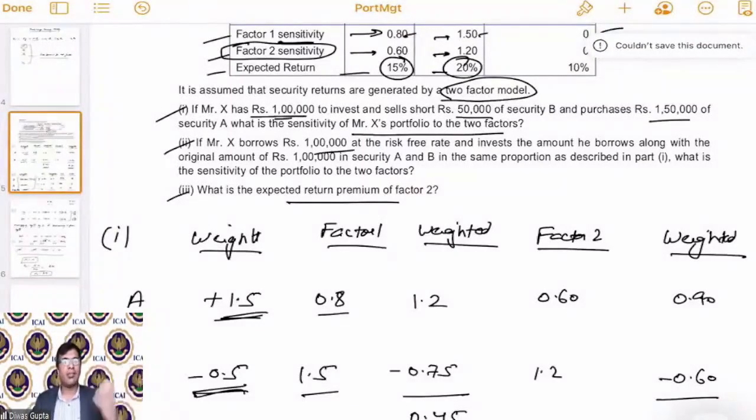So now 1 lakh he borrows, 1 lakh he already had. Now how much does he have? 2 lakh, correct? Now 2 lakh is what he has. And it says that he invests in security A and B in the same proportion as described in part 1 above. This is the main line. So he's saying that the entire 2 lakh, he will invest in security A and B in the same proportion that was there in part A.